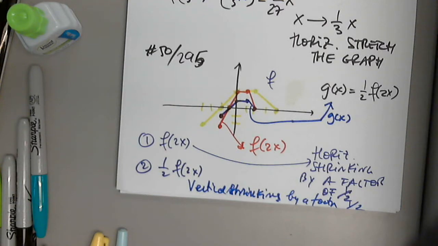Yes? How do you know, for the horizontal stretching and shrinking, that for shrinking it's 2x, and for stretching it's 1/3 and above? So that's why I didn't want to combine, and I left this one by itself. If I change y with a 2 in front, it's a vertical stretching. If I change y with a 1/2 in front, it's a vertical shrinking. If I change x into twice x, it's a horizontal shrinking. If I change x into 1/3 x, it's a horizontal stretching.